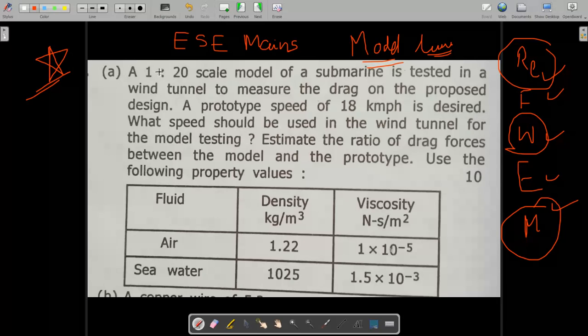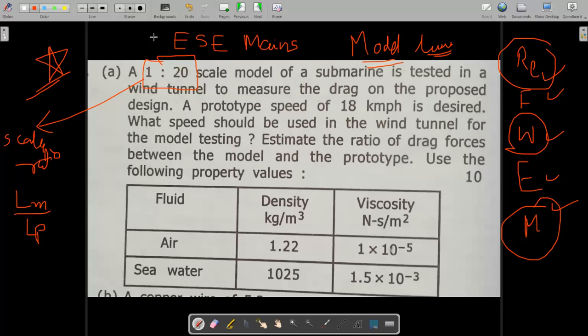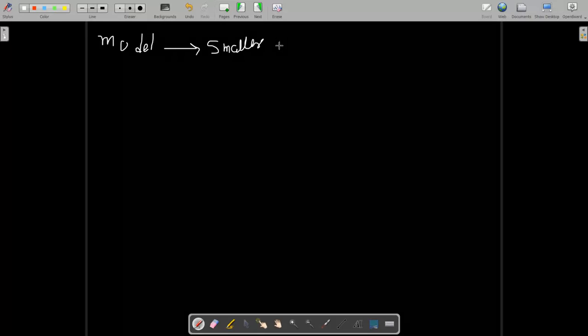So this is just one quick video on how to use the model law and solve this problem. Here the length scale ratio is given as 1:20. Scale ratio means the dimension of the model upon the dimension of the prototype. Let me clarify: whenever I say model, it is a version that we are testing in the laboratory. It may be smaller, but it is not always true that it is smaller. It may be bigger than the actual body.